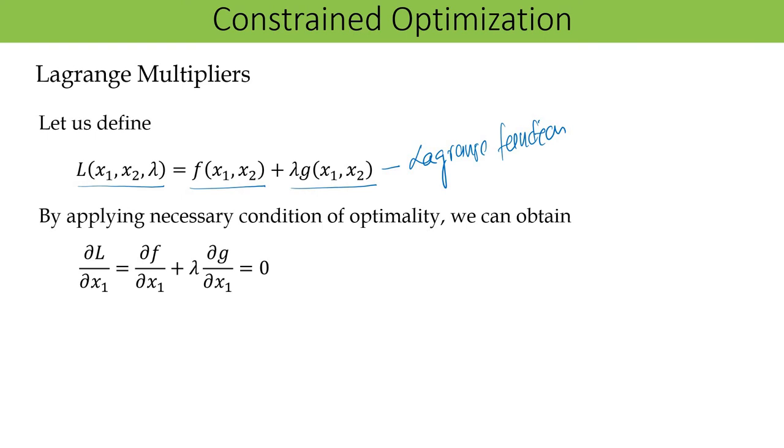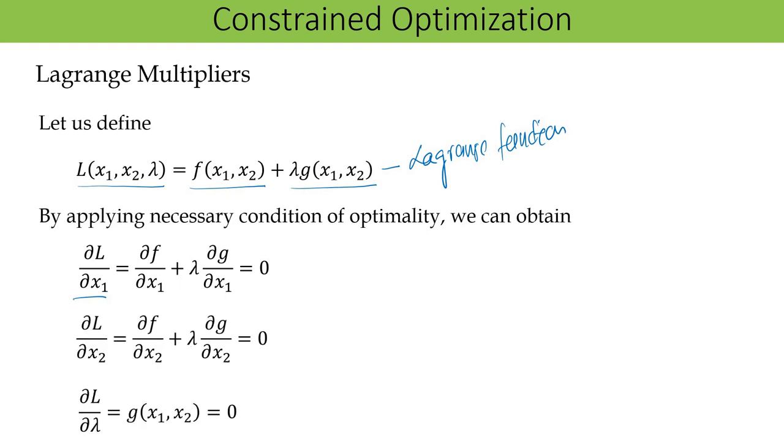So what is the necessary condition? You take the derivative with respect to x1. So I am getting del f by del x1 plus lambda del g by del x1 equal to 0. If I take the derivative with respect to x2, then del L by del x2 equals del f by del x2 plus lambda del g by del x2 equal to 0. And if I take the derivative with respect to lambda, then I am getting g(x1, x2) equal to 0. So you just see these are the three equations which we have already derived.